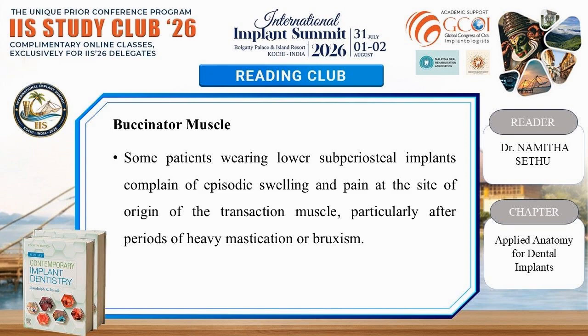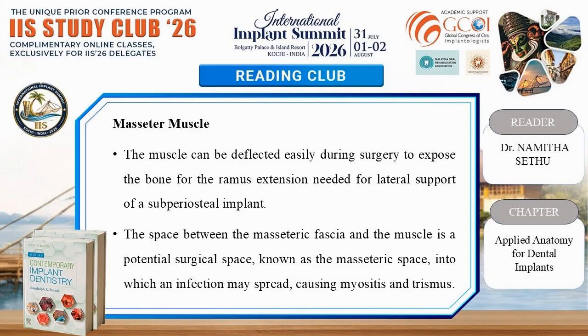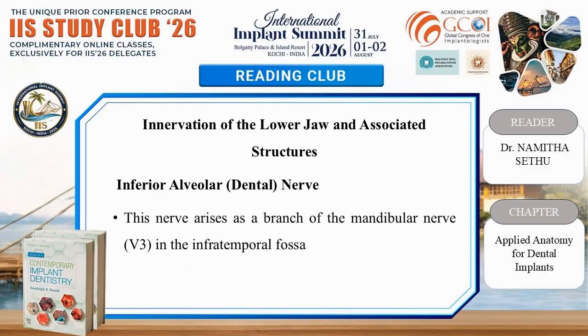Buccinator muscle. Some patients wearing lower subperiosteal implants complained of episodic swelling and pain at the site of origin of the buccinator muscle, particularly after a period of heavy mastication or bruxism. Masseter muscle. The muscle can be deflected easily during surgery to expose the bone for the ramus extension needed for the lateral support of a subperiosteal implant. The space between the masseteric fascia and muscle is a potential surgical space known as the masseteric space, into which an infection may spread causing myositis and trismus.